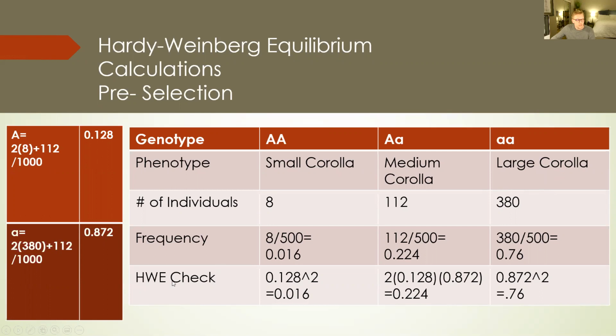Now, to double check that we're in equilibrium, we can also look at our allele frequencies here. So big A is synonymous to p in the equilibrium calculation. And if we do p squared, we'll see that this value is 0.016, and it's the same as our frequency. And that's true of all of these values. So that tells us that we're in equilibrium.